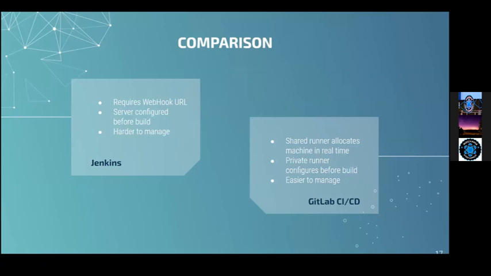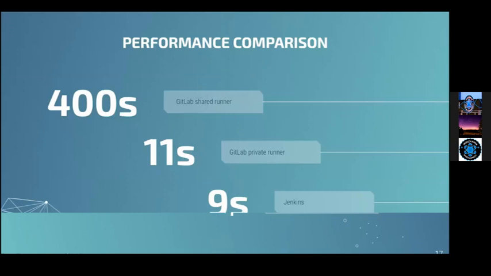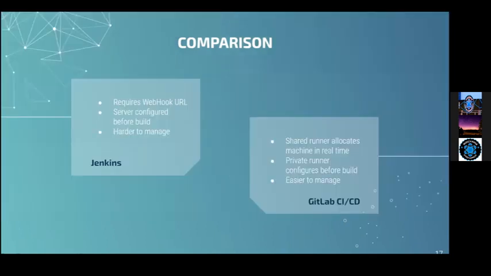Jenkins will also be harder to manage in big projects, because as we install more plugins to do our configuration, those plugins can become really hard to manage, whereas in GitLab we really only have the pipeline, a YAML file that can be configured, and we don't need to use different components and different plugins. The private runner also configures the build before pushing it, whereas the shared runner allocates the machine in real time.